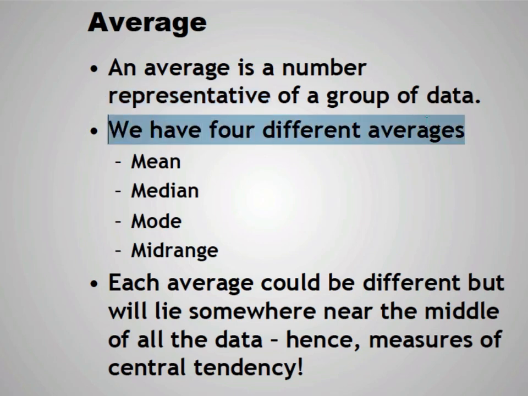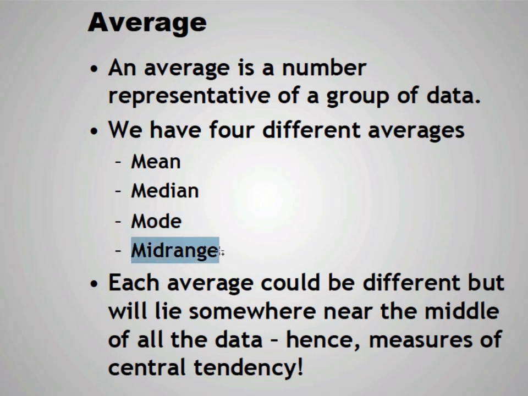Now, we have four different averages. The one you're most familiar with is probably the mean. We also have something called the median, a mode, and then also a mid-range. Each average could be different, but will lie somewhere near the middle of all the data. Hence, measures of central tendency.